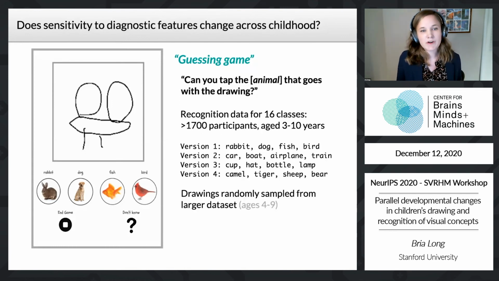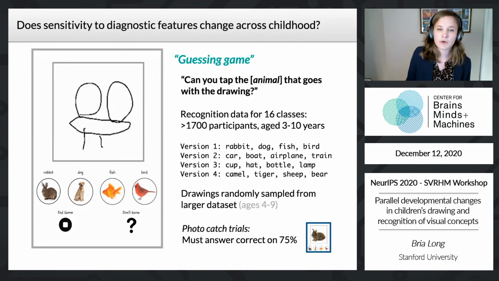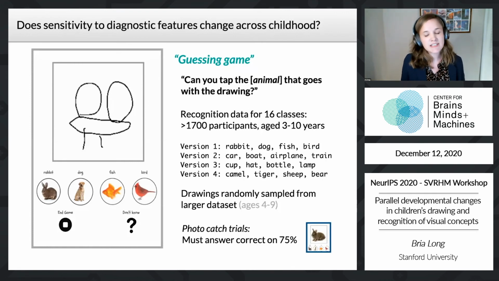Drawings were randomly sampled from the larger data set made by children ages 4 to 9. And to ensure that children were actually on task during this guessing game, we also included photo catch trials where they had to match very similar photographs of the different categories to their buttons. And we set a threshold for inclusion to only include children that were actually participating in the game.